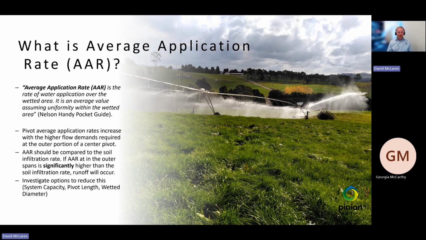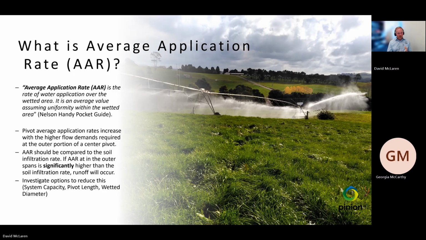So for a center pivot, average application rates increase with the higher flow demands required at the outer portion of the center pivot. It's really important because average application rate should be compared to the soil infiltration rate. Earlier in the presentation, we looked at the natural resources, soil types, readily available water and soil infiltration. If the average application rate in the outer spans of this center pivot is significantly higher than the soil infiltration rate, runoff will occur.